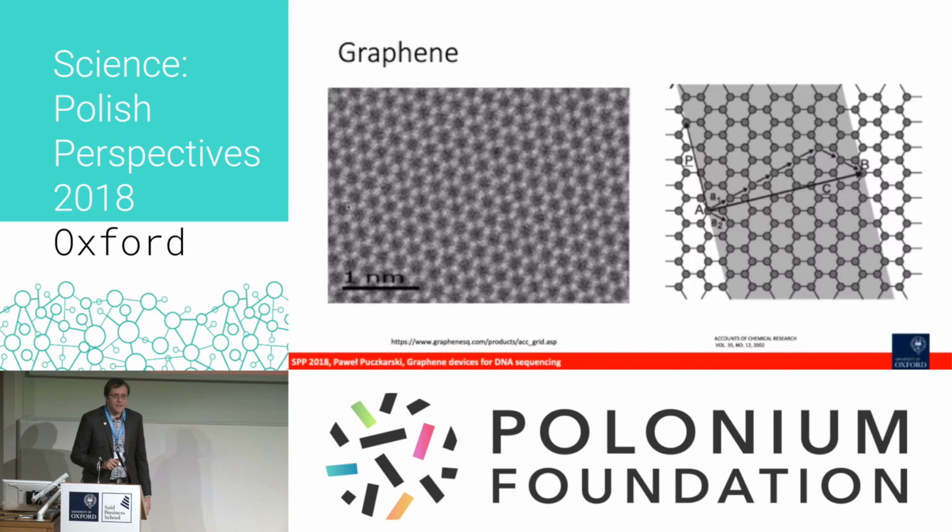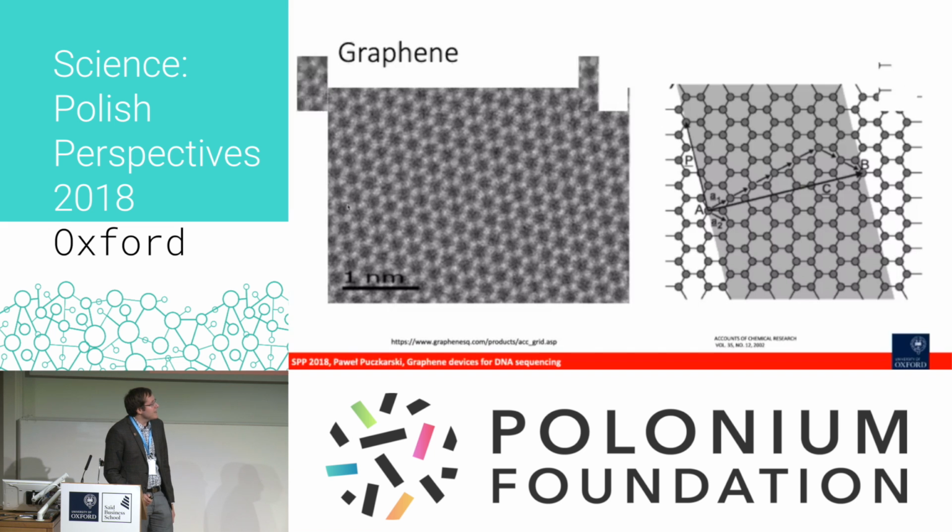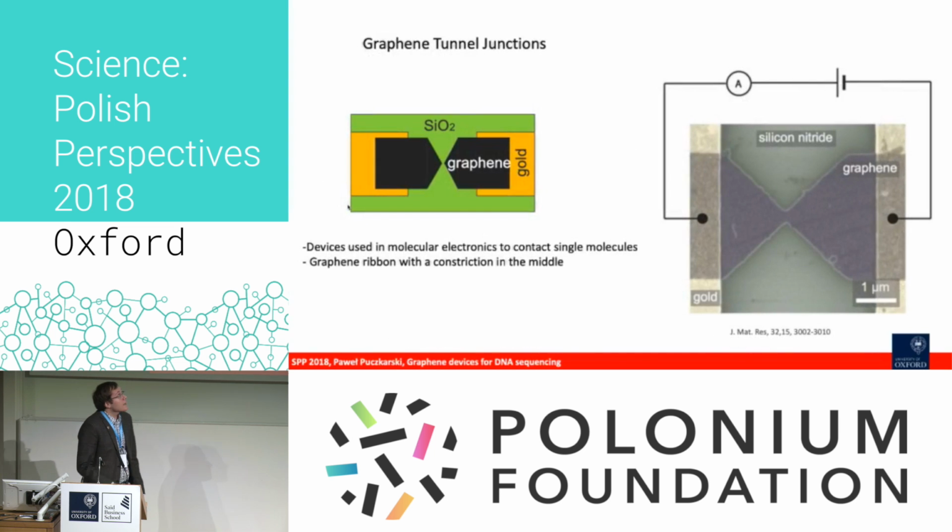In fact, it's a very good conductor, even better than gold. So in my devices, I am applying graphene to fabricate electrodes. I'm working with these graphene tunnel junctions. You can see the diagram on the left. A typical device consists of an insulating substrate, gold contact pads, and at the heart of the device, there's a graphene tunnel junction, or graphene ribbon, with a tiny constriction in the middle.